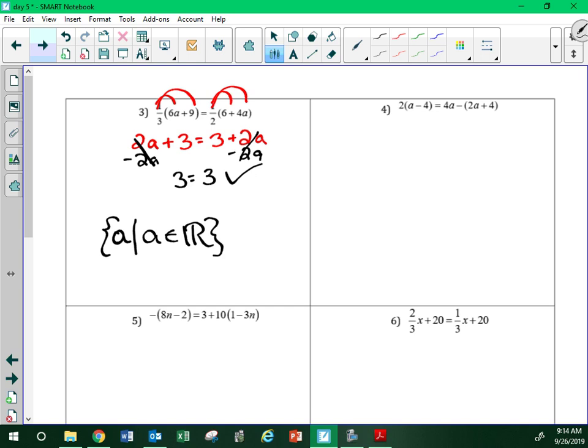Ooh, number 4, they're trying to be tricky here. 2 times a is 2a. Good. 2 times negative 4 is negative 8. Now this is where they're trying to be sneaky. I have negative 4a. Am I distributing 4a? No, you've got to add a 1 next to the negative. Good. This is negative 1 that I'm distributing. What's negative 1 times 2? Negative 2a. And negative 1 times 4? Negative 4. Alright, I want you guys to solve it now.